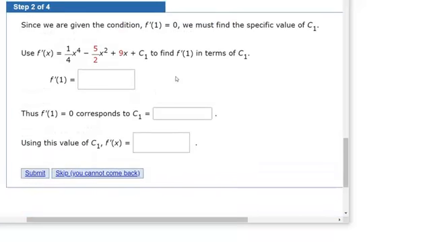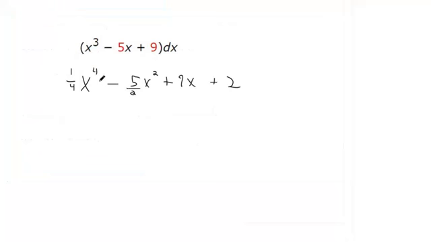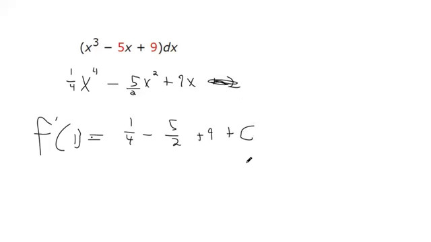And then it says we're supposed to find the derivative of f at 1 in terms of c sub 1. So this notation says plug 1 into your first derivative. Remember, this is our first derivative because this was our second derivative. So first derivative at x equals 1 is just 1/4 minus 5/2 plus 9, because 1 times 9. And then this is plus that arbitrary constant c that we were talking about. So it wants us to leave that c in there.